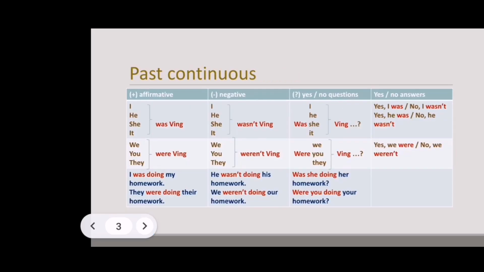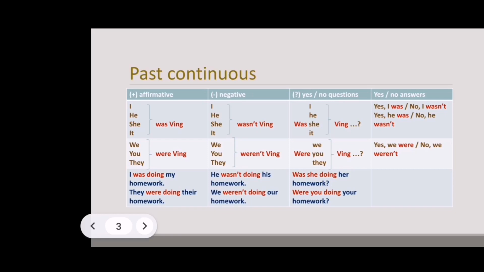Let's study the structure. You can see past continuous, to be plus the verb in ing form. In the singular, for I, he, she, it, was plus the verb in ing form. For the plural, you, we, they, were plus the verb in ing form. Examples: I was doing my homework, they were doing their homework, was doing and were doing. In negative sentences, wasn't and weren't plus verb in ing form. Examples: he wasn't doing his homework, we weren't doing our homework.